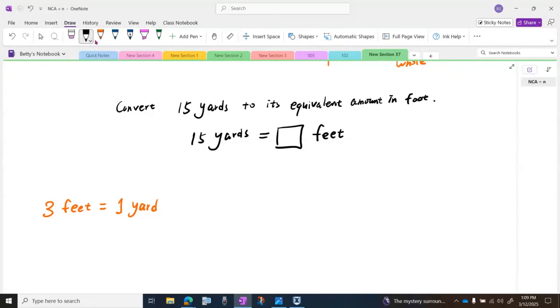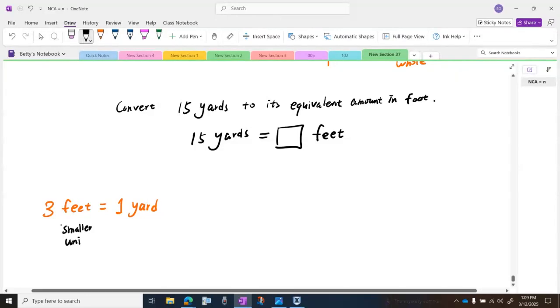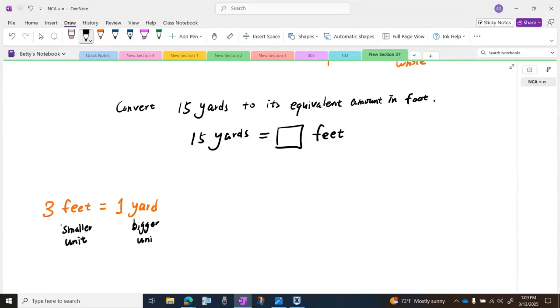Okay, let me write it down. Foot is a smaller unit, and a yard is a bigger unit. Yeah, we are talking about between those two units. It has nothing to do with other units. They are not involved in this problem. The only two units involved are foot and yard. So foot is a smaller unit, yard is a bigger unit.